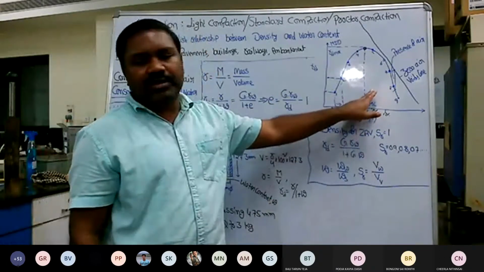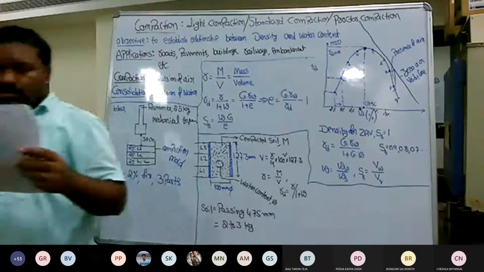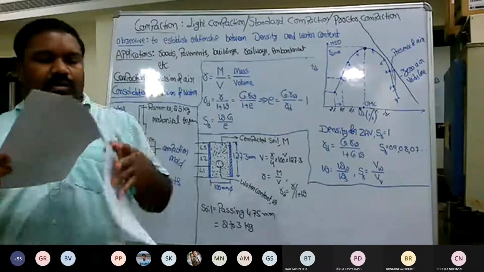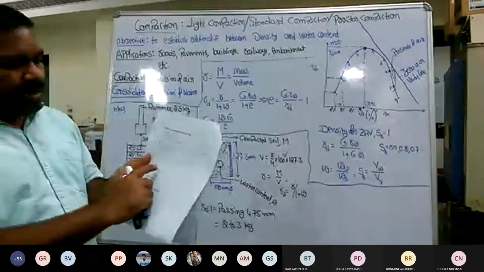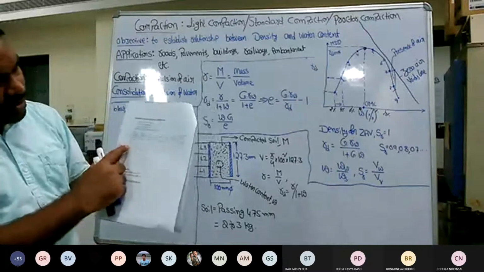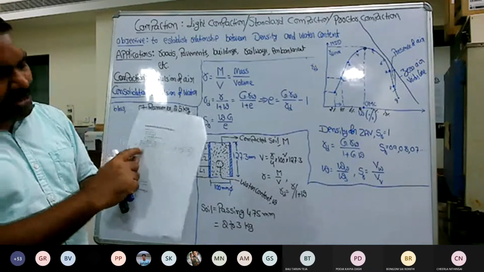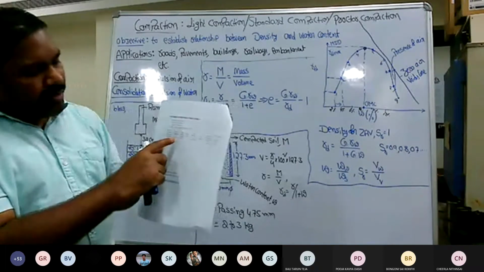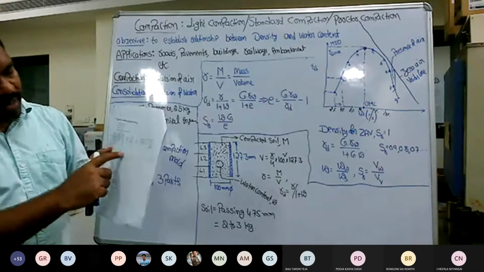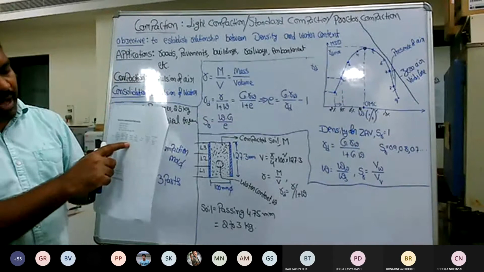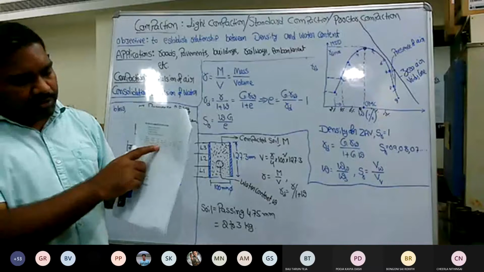So once this compaction curve is established, if you look at your handout, everything has been given. In the tabular form, the very first one is the mass of the mold plus base plate plus compacted soil. Then the mass of the compacted soil, then bulk density, then water content. I have demonstrated everything, how to add the water content. Initially I fixed 2%, then you can increase to 4, 6, and so on.